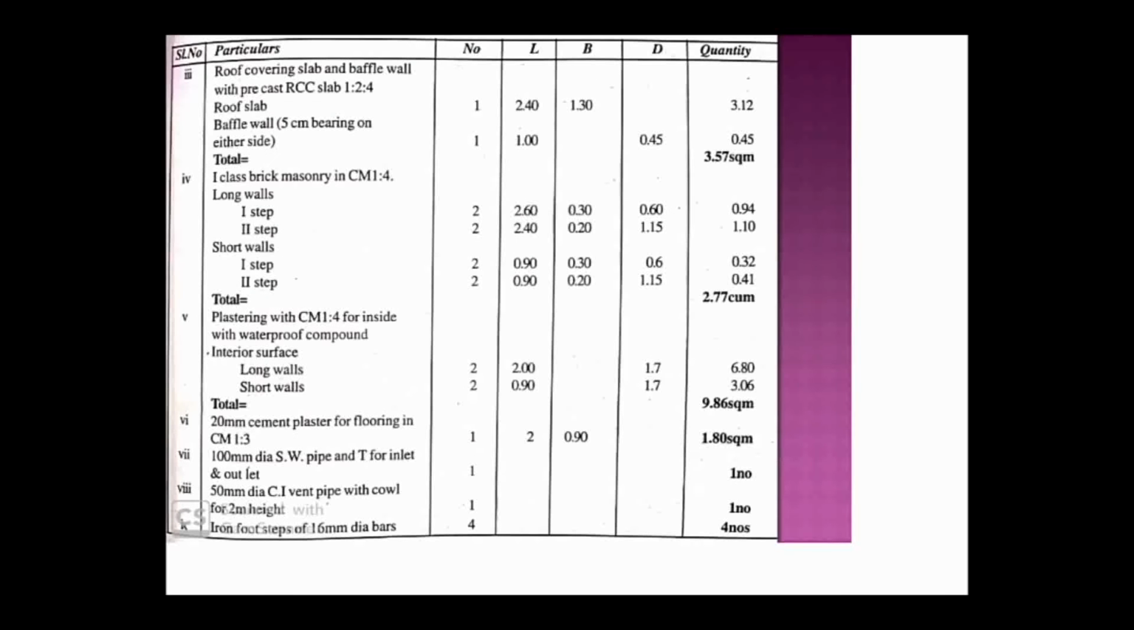So here the quantity they have given to find out is plastering with CM 1:4 for the inside with waterproof compound, that is you have to find out the plastering in the inside. Plastering is always in square meter, right? Always we have to provide it as an area, this much area we have to plaster. So here we have to plaster the long wall and short wall, right? By using the long walls and short walls we are going to find out how much area we have.